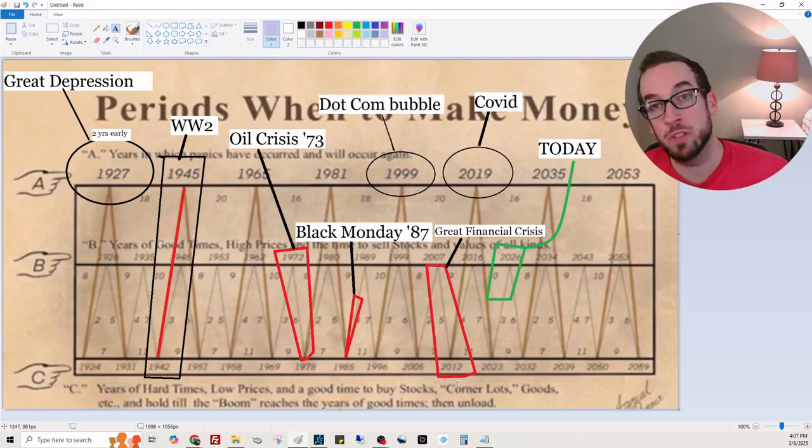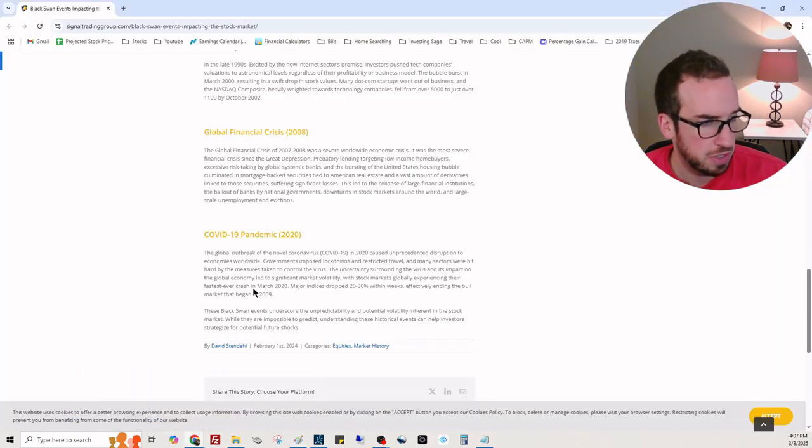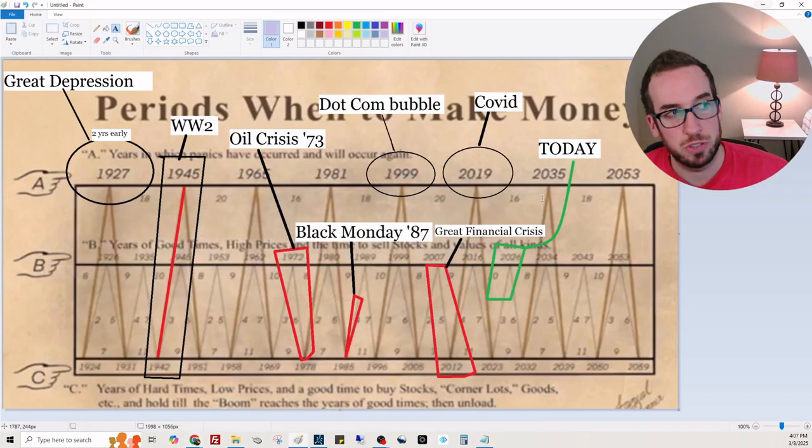2007 to 2012 captured this perfectly. I believe the great financial crisis was 2008 to 2012. Let's just see. 2007 to 2008. It bottomed in 2012. So that was captured on the way down.